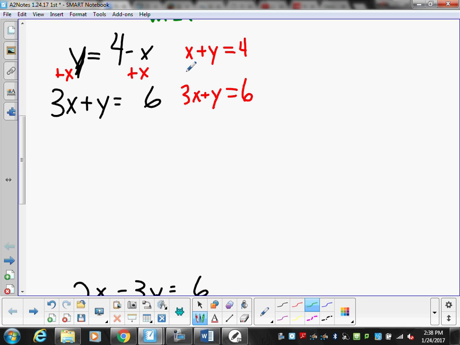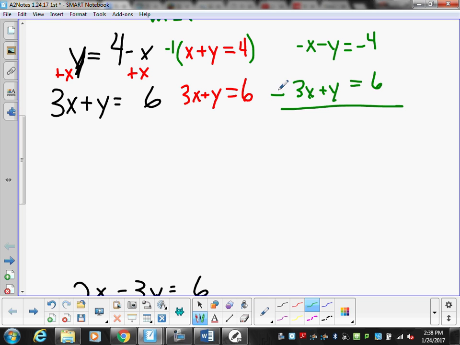All right. So now we can look at a couple different things here. The y's have the exact same coefficient. They're both positive. So I'm going to multiply the top one by negative 1, so they'll be opposite coefficients. So now I have negative x minus y equals negative 4. And the bottom one can stay the same. Now that I've got opposite coefficients on the y, I can add my two equations together, and that will eliminate the y. That gives me 2x equals 2.